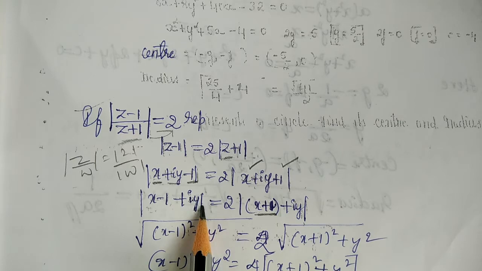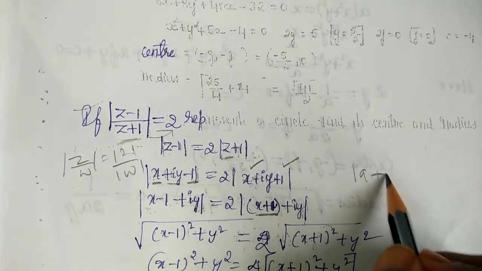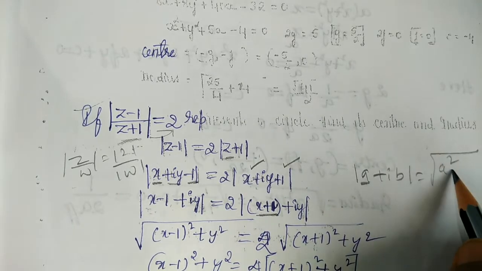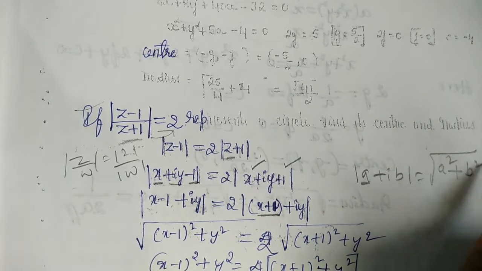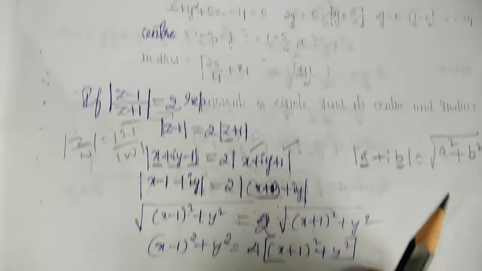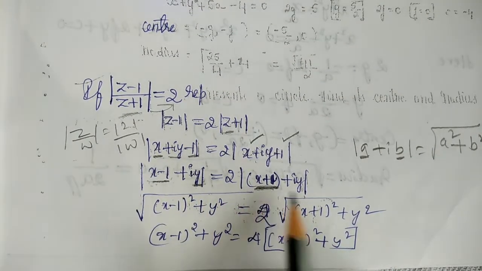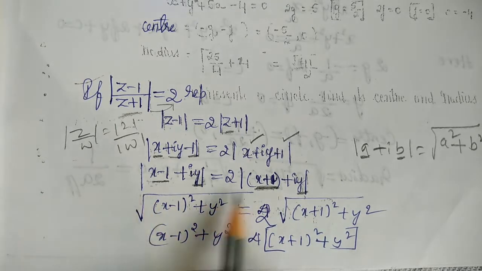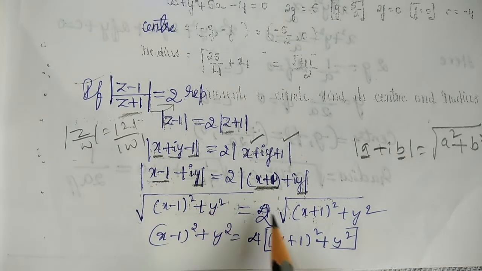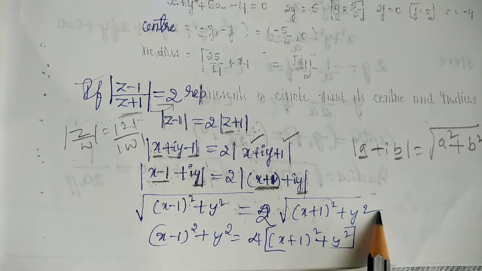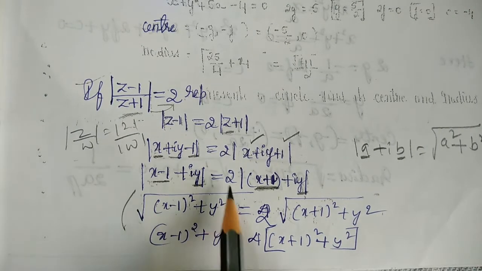So modulus of a complex number, we know that modulus of a plus ib is nothing but square root of real part, that is a square, plus square of imaginary part. Imaginary part is b. So here, this is real part, this is imaginary part. So under the square root x minus 1 whole square plus y square, equals 2 times the square root of x plus 1 whole square plus y square. That's it. So take squaring on both sides.